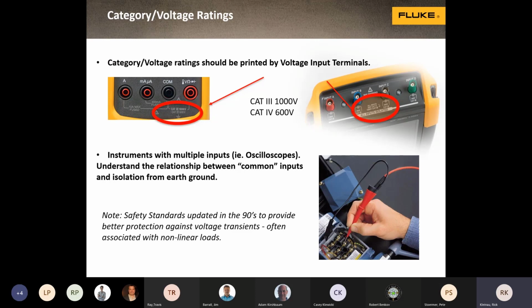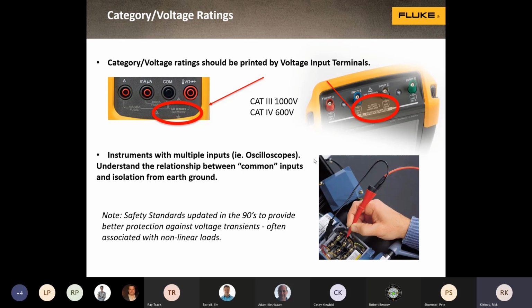And the safety standard, which in my mind, cameras are turned off, you can't tell I'm gray-headed and old, but to me, this is kind of a new standard. If you look at the bottom, it was implemented in the 90s to provide protection, or better protection, against voltage transients, which is one of the major components of this new standard. A Cat 3 1000 volt meter just has a much more robust front end as far as protecting itself, and therefore the user, from voltage spikes.